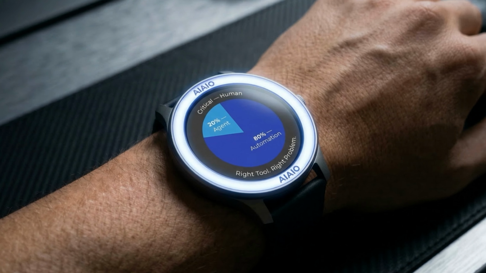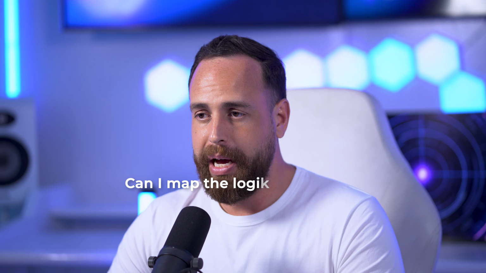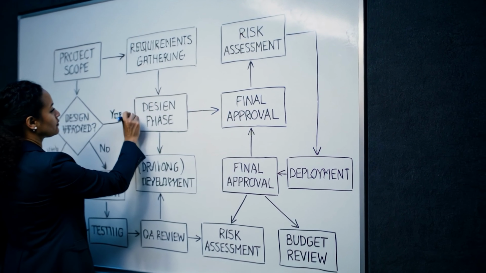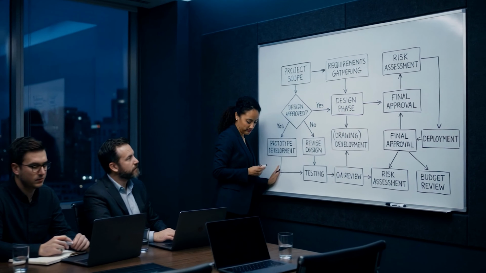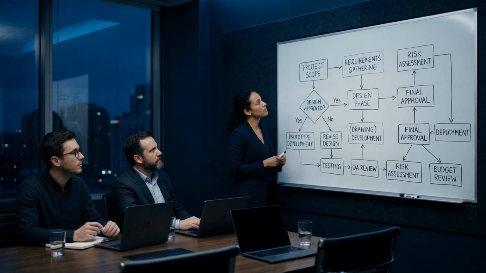So how do you decide which to use? Here's a simple framework I come back to again and again. Ask yourself 3 questions about the process you're trying to improve. Question 1. Can I map the logic in advance? If you can draw the flowchart, if you can say when this, then that for every scenario, then you want an automation. It's simpler, it's cheaper, it's more reliable, and it's easier to maintain.